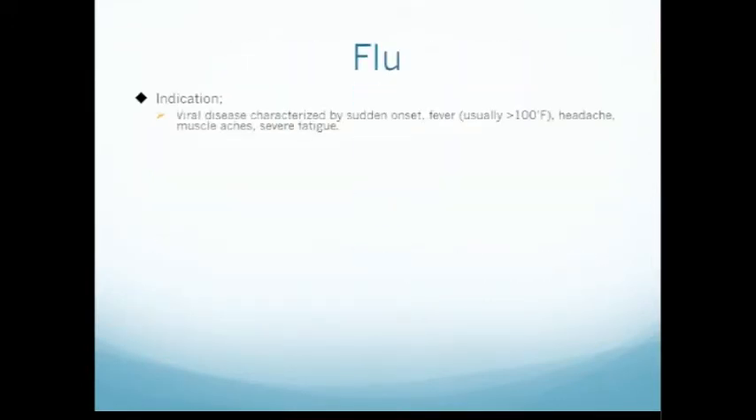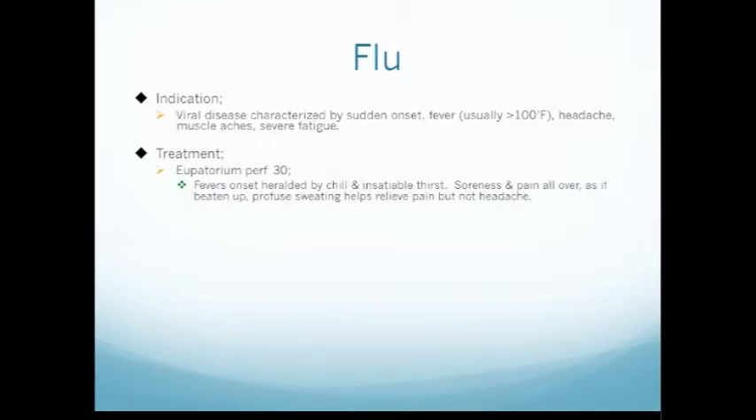Flu is a viral illness. It's characterized by sudden onset of fever, usually over 100 degrees, with headache, muscle aches, severe fatigue. There are a few treatments. Eupatorium Perfoliatum 30 is good for fever, which onset is heralded by a chill and insatiable thirst. There may be soreness and pain all over as if beaten up. Profuse sweating is present, and that helps relieve the pain but not the headache.